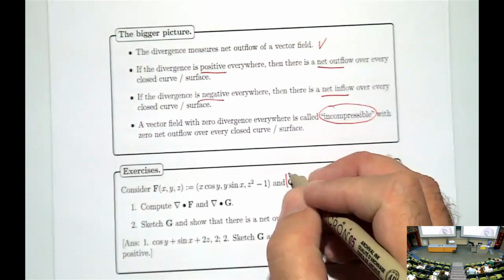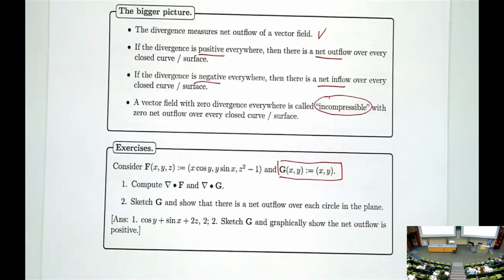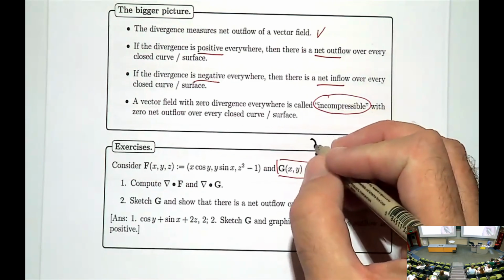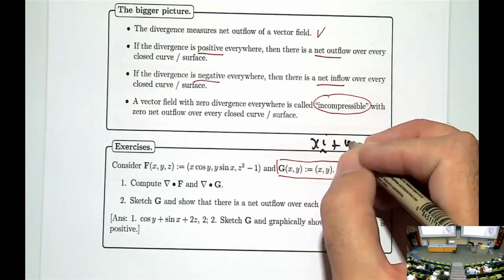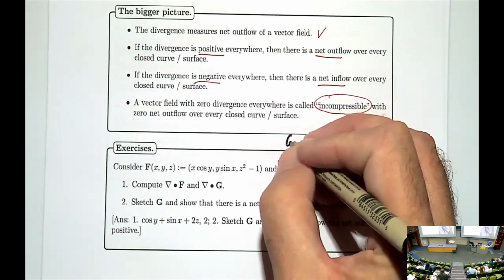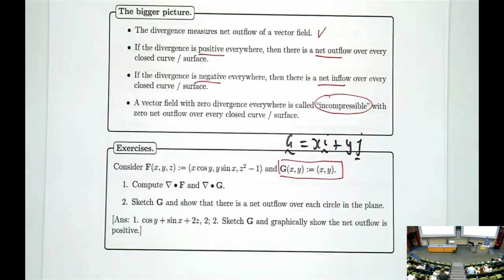Here, let's just go with this one. x plus y. If you want to think about this in terms of i's and j's, it would be xi plus yj. So it's getting a bit more difficult now. What does that mean? It means as x and y increase, the length or the magnitude of g is going to increase.